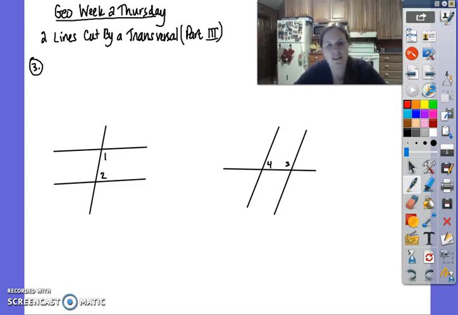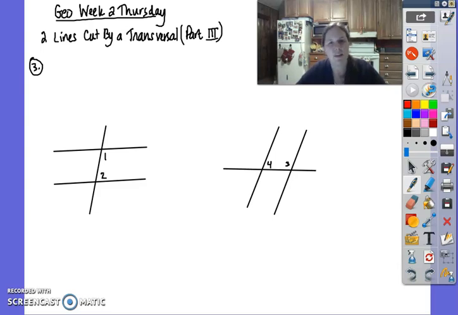We are still on 2 lines cut by a transversal. Our part 3 is today. Same thing as the other couple days. Please pause it, get your paper, pencil, highlighter, crayon, whatever you're using, marker to mark some angles here, and pause it, get stuff copied down. After you've done that, hit play and we'll be ready to go.